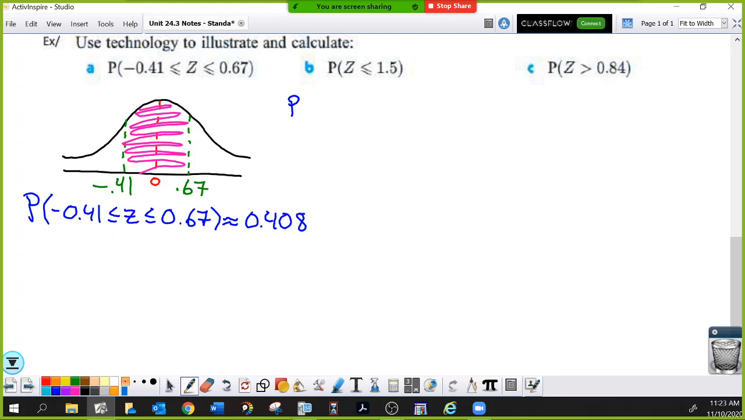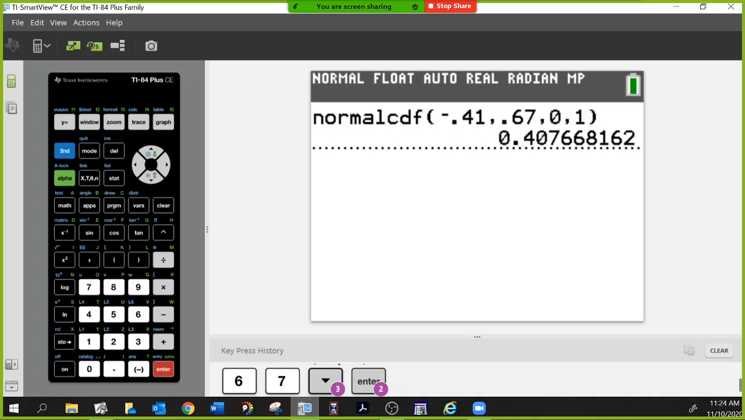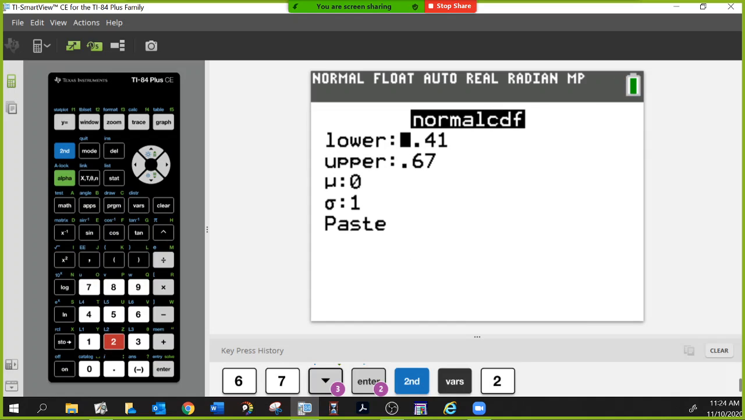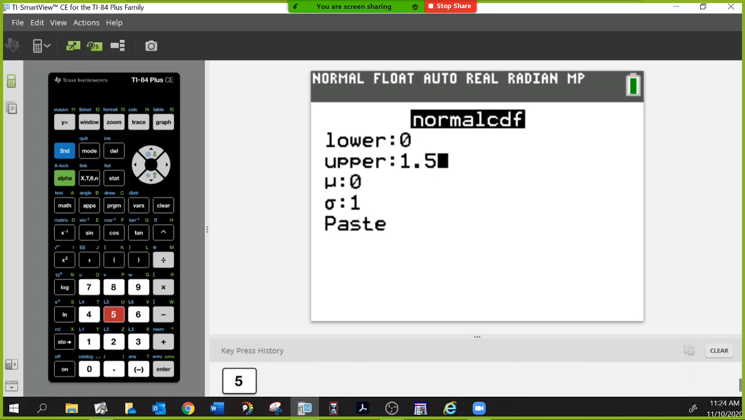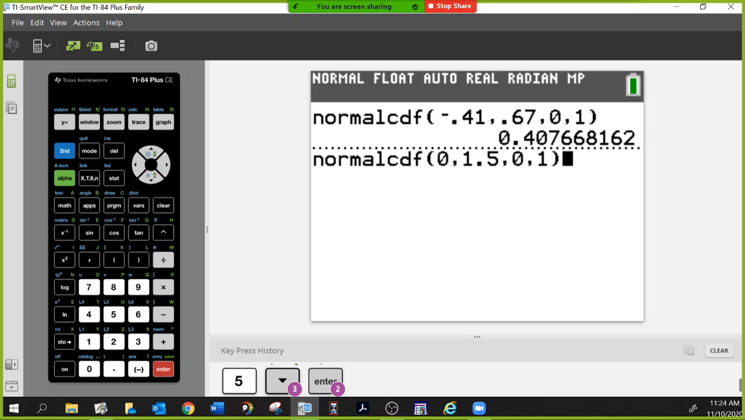So this part B, it has an upper bound, but it does not have a lower bound, less than or equal to 1.5. Go to the calculator. Second vars, normal CDF. The lower bound is, I wonder if the calculator will let me type 0. Let's find out. The upper bound is 1.5, and the rest of it stays the same. Let's see what happens. 0.433.